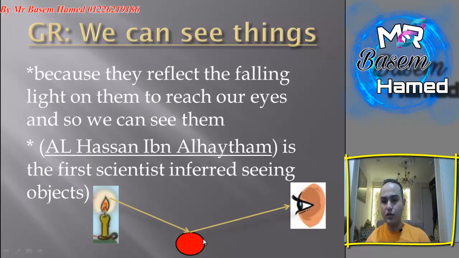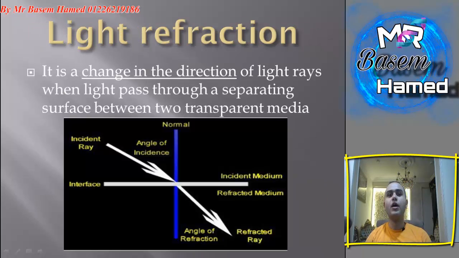So when the light falls on the object, it is reflected to our eyes, so you can see this object. If there's no light, you can't see any object. We can't see in the dark. Al-Hassan ibn Haytham was the first scientist to infer how we see objects.